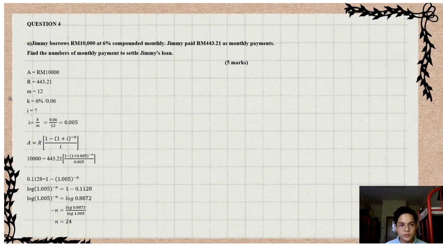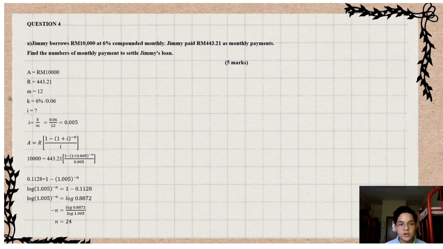Now let's go to question 4. Jimmy borrowed 10,000 ringgit at 6% compounded monthly. Jimmy paid 443 ringgit 21 cents as monthly payment. Find the number of monthly payments to settle Jimmy's loan.